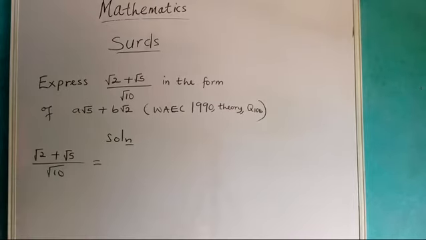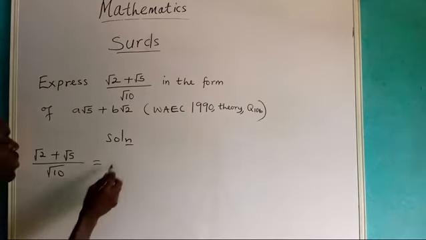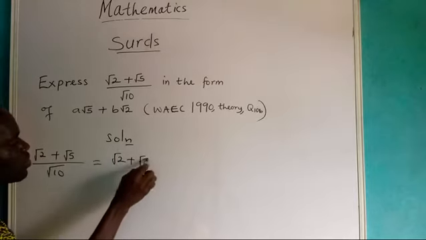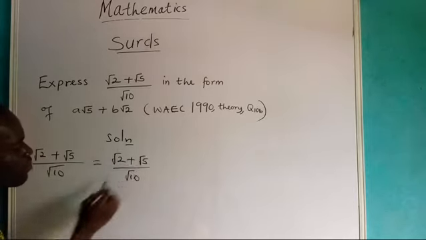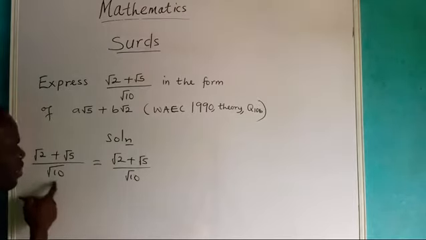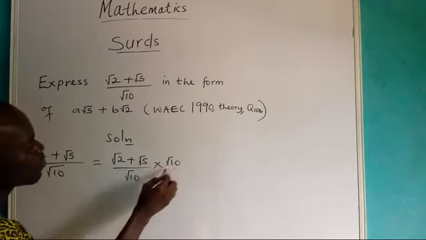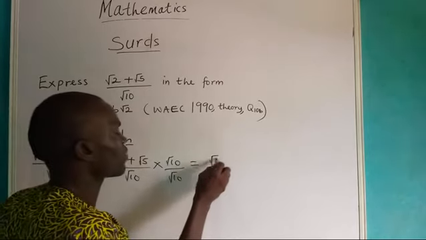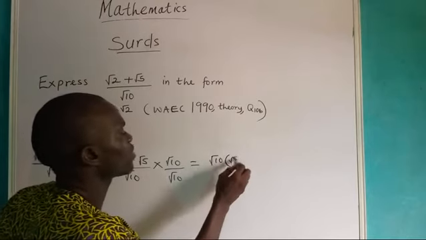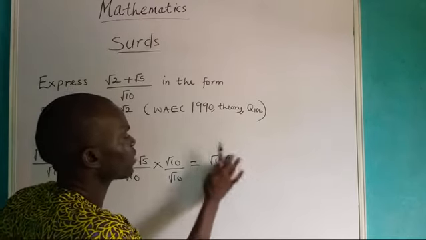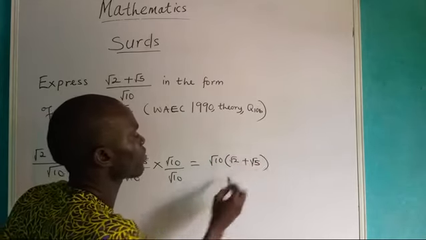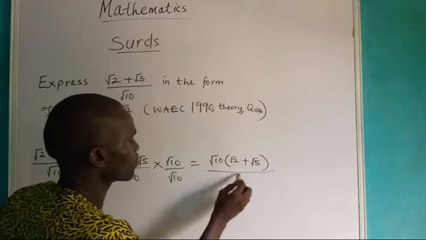Therefore, we simply rationalize, but we cannot take the conjugate. We simply use root 10 to rationalize the fraction. We multiply the numerator by root 10 and also multiply the denominator by root 10. Combining them together, I will have root 2 plus root 5, times root 10, over root 10 times root 10.